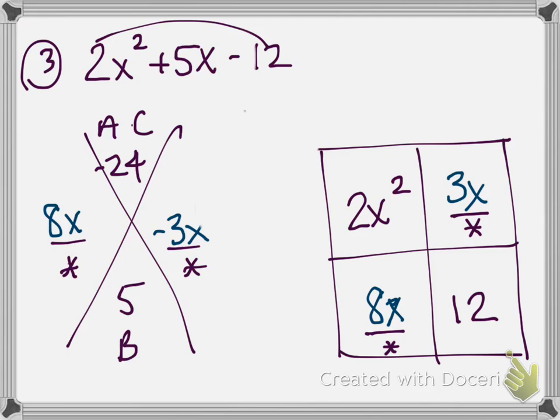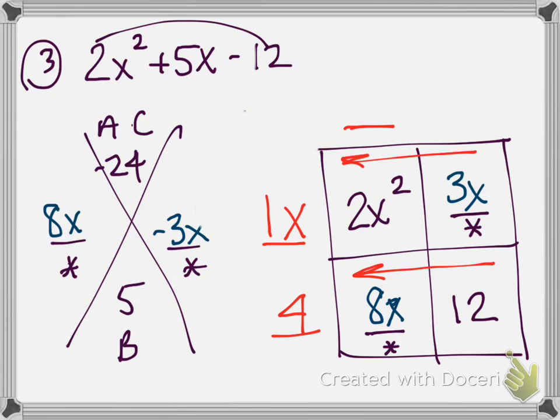Now I factor out greatest common factor. So the greatest common factor between 8x and 12, I believe, should be 4. Greatest common factor of 2x squared and 3x. Well, the greatest thing that goes into 2 and 3 is just a 1. But x squared and x also have an x in common. So now up top, 1x times what is going to get me 2x squared? Well, that's 2x. And 1x times what is going to get me 3x? And that is a 3.